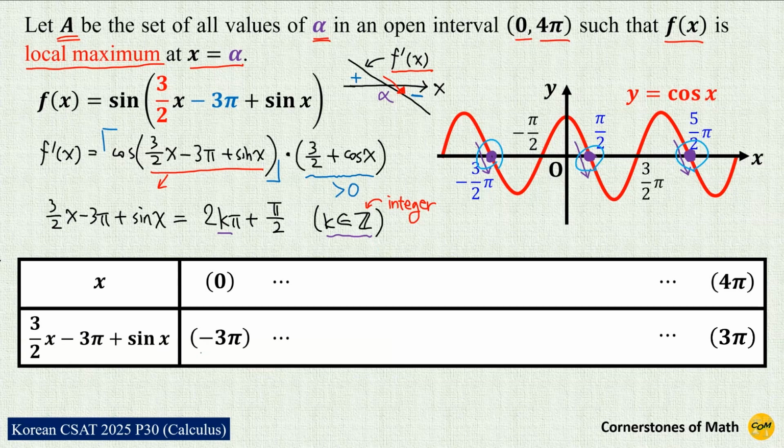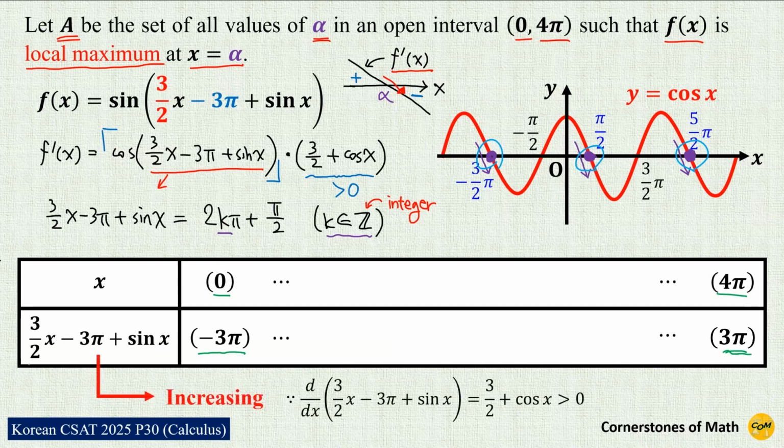And let's take a closer look as to how the value of this inner part changes. First, notice that the inner part has a value of negative 3 pi when x equals 0, and a value of 3 pi when x equals 4 pi. The next thing to notice is that this function is an increasing function because its derivative is always positive. So the value of this inner part function steadily increases from negative 3 pi to 3 pi. Now we need to find the values between negative 3 pi and 3 pi that can be expressed as 2k pi plus pi over 2 because that's where the local maxima occur.